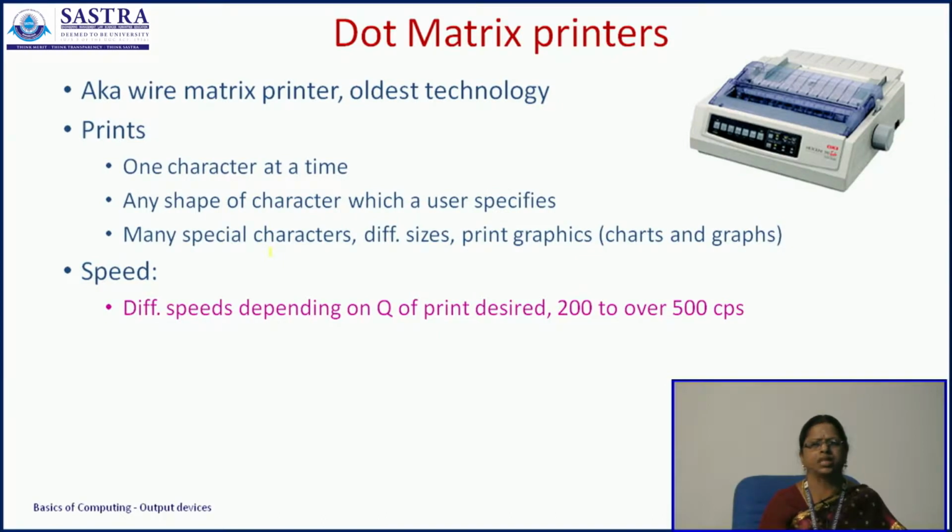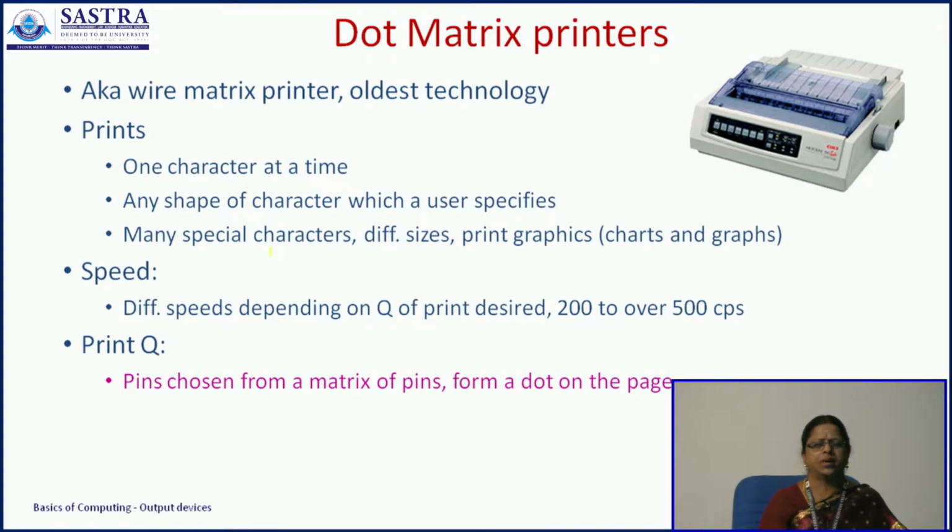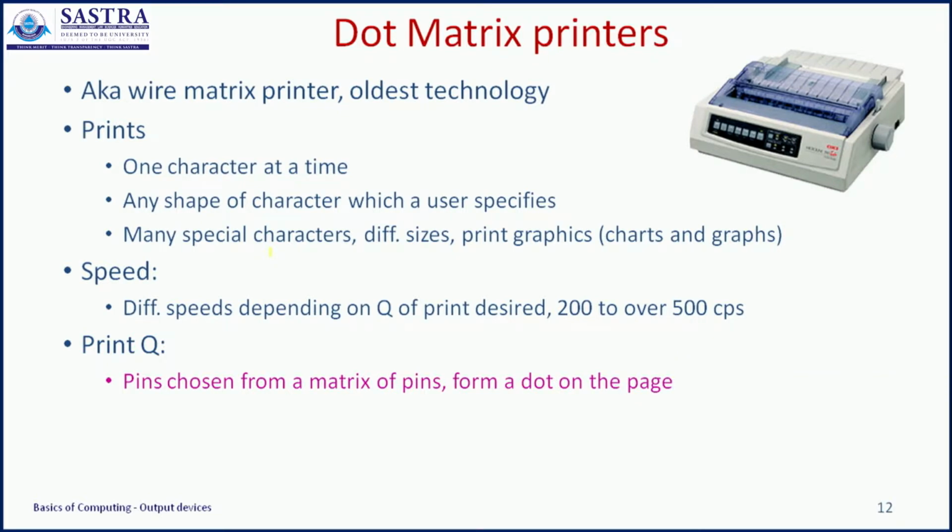Dot matrix printers work at different speeds depending on the quality of print desired, from 200 to over 500 characters per second. The print quality is dependent on the number of pins which are chosen from a matrix of pins to form a dot on the page. So, the number of pins varies from 9 to 24. The resolution is 72 to 360 dots per inch.